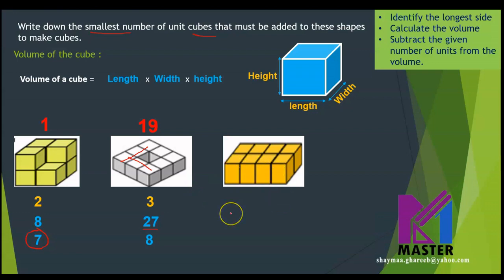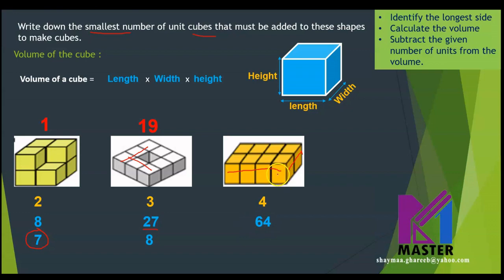Now look at the last one. We're going to follow the same steps exactly. Identify the longest side. I have here 2 and I have in this side 4. So which one is the longest side? The 4. So the longest side here is 4. What is the next step? Calculate the volume. If the side is 4, then the volume will be 4 times 4 times 4, which is 64.